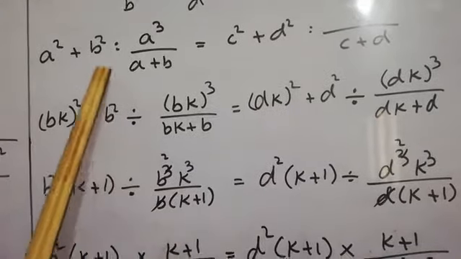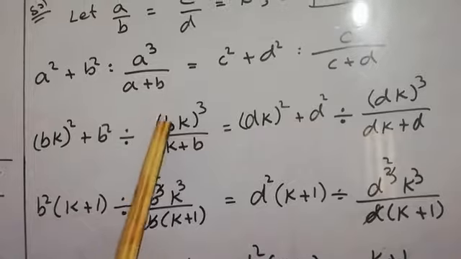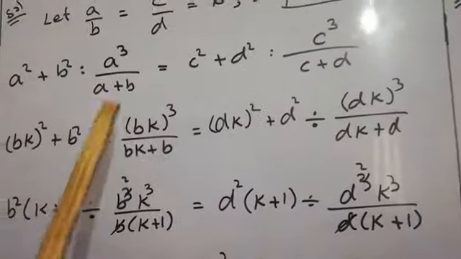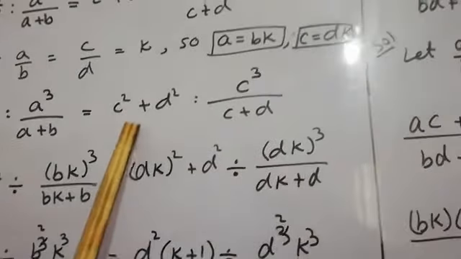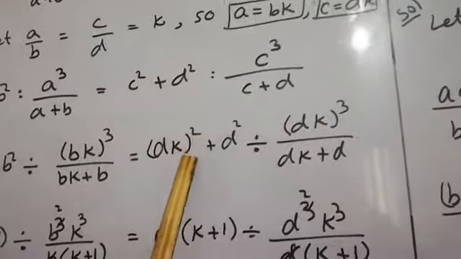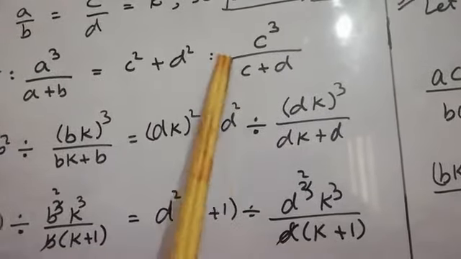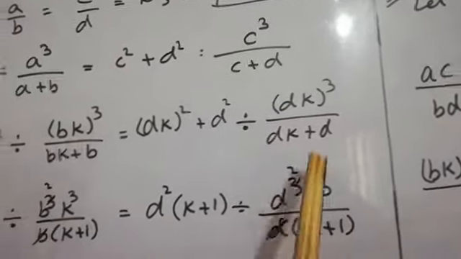So you will change this sign by the division sign and take A cube means (BK) cube, because the value of A is equal to BK, and A plus B is equal to BK plus B, and the value of C is DK. So write (DK) whole square plus D divided by (DK) whole cube by DK plus D.